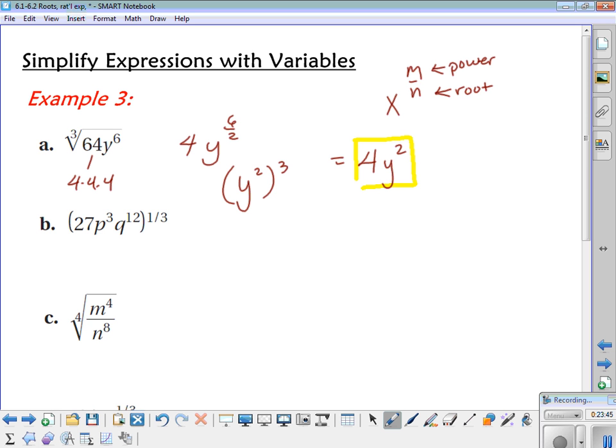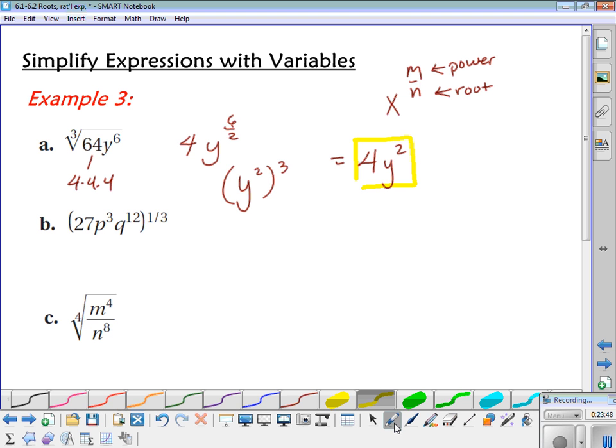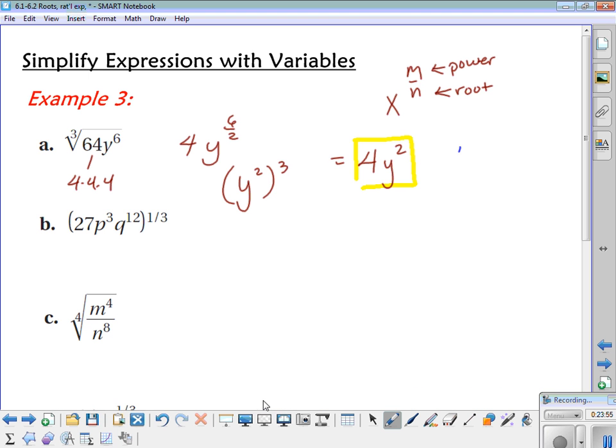If it didn't work out evenly, though, suppose I was taking the 4th root of y to the 5th power. What do you guys think I should do then? Could I break that down to y to the 4th times y? I could. And so then I'd be able to take the 4th root of the y to the 4th. I'd have that on the outside as just y, and then I'd leave the other y underneath. Okay?